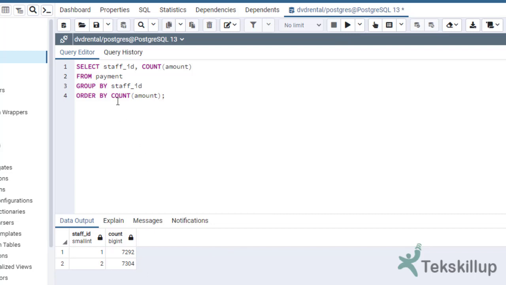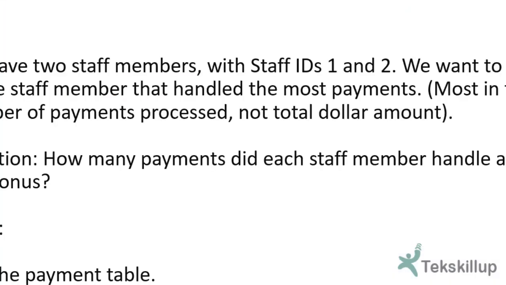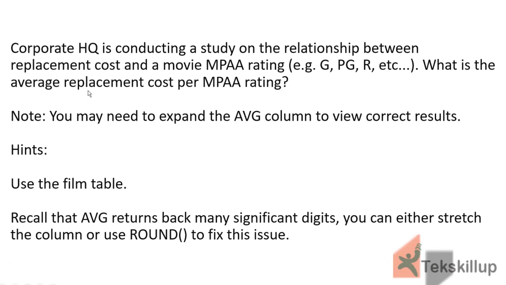When you run this query, all right, order by the count of this. It is in ascending order, so you can use the descending order to get the highest count value to appear at the top here. So it therefore means that staff ID 2 gets the highest count. Now let's get to our question number 2.